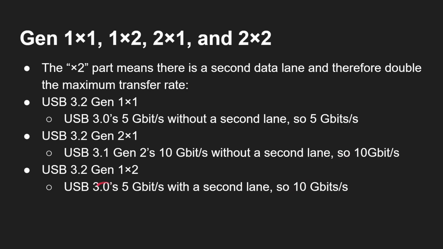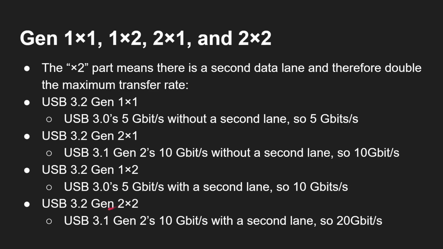This is actually USB 3 with 2 data lanes, and this is USB 3.1 Gen 2 without a second data lane. But as you can imagine, there's also a USB 3.2 Gen 2 X2, which is actually USB 3.1 Gen 2's 10 gigabits a second, but with a second lane, so you get 20 gigabits a second. So you get 5, 10 and 20, and these two 10s are actually two different things, one with 2 lanes and one without. So I hope that's all nice and clear for you.